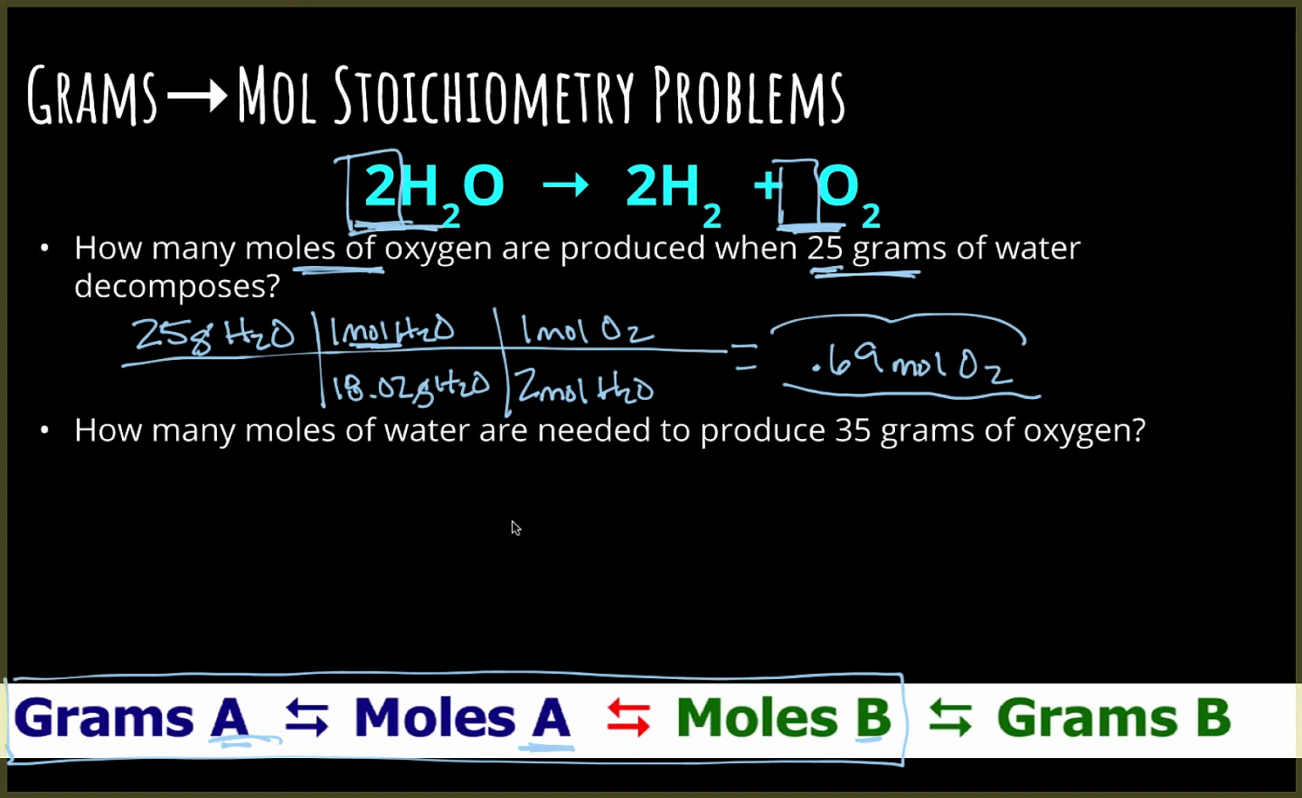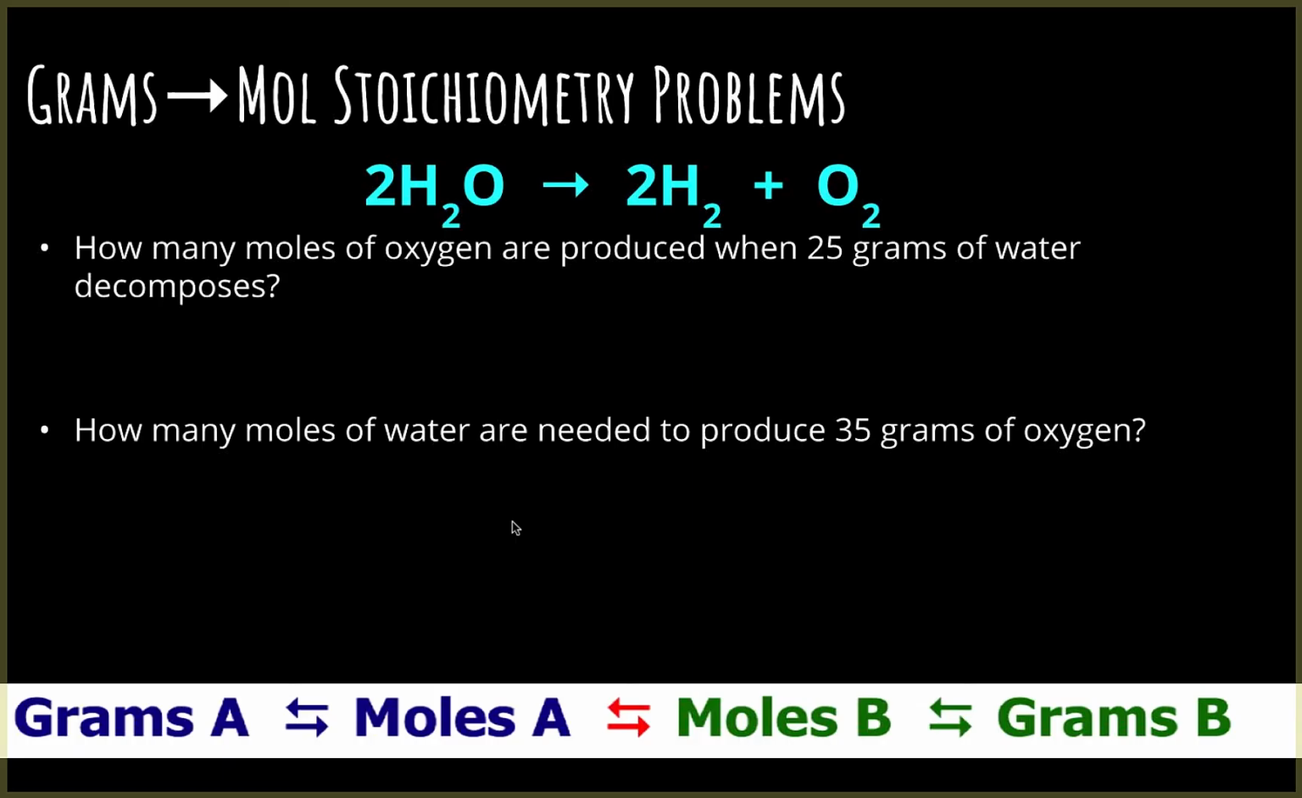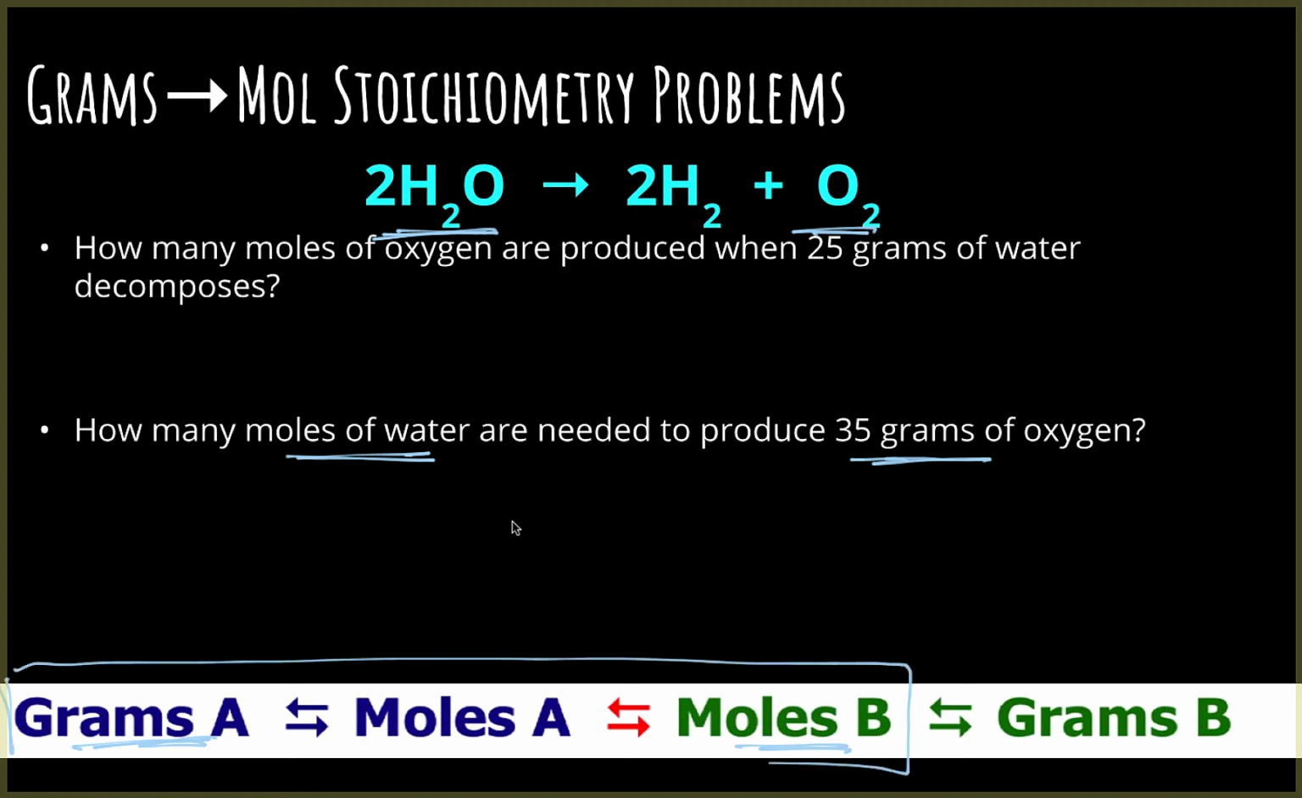Okay, another example. I'm going to get rid of this one. This one says how many moles of water are needed to produce 35 grams of oxygen. Okay, so again, from my balanced equation, I'm using water and oxygen. If I go down to my pathway at the bottom, I'm starting at grams, stopping at moles. So I'm starting with grams of one thing, stopping when I get to moles of the other substance. Okay, so I'm going to start with 35 grams of O2. Again, always starting with what's given in the problem.